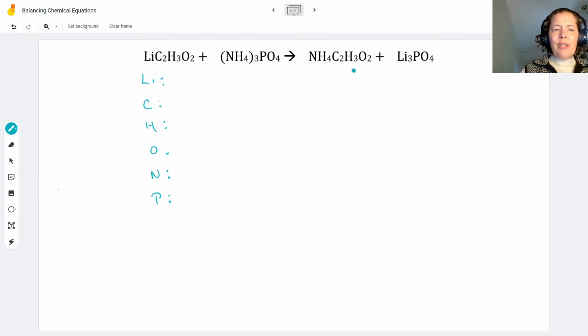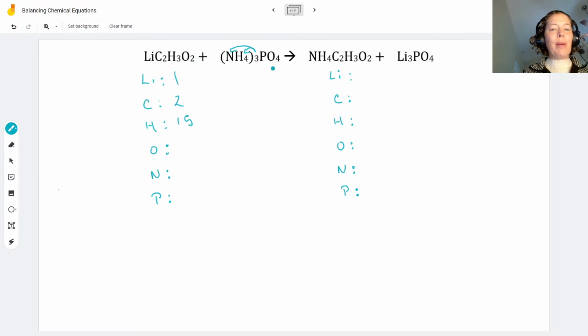Okay, so let's do the same thing on the product side. Lithium, hydrogen, oxygen, nitrogen, and phosphorus. Okay, so, oops, I forgot to count everything up. Okay, lithium, 1. Carbon atoms, I have 2. Hydrogen, okay, this is going to be a little bit tricky. I have 3 here, and remember, this multiplier multiplies to the hydrogen and to the nitrogen, so I have 12 and 3, which is 15. Oxygen, also a little tricky because I have oxygen from my acetate and oxygen from my phosphate. So I have 2 here, and 4 from my phosphate, which means I have 6. And my nitrogen, I've got my multiplier, that's 3, and phosphorus, I have 1.